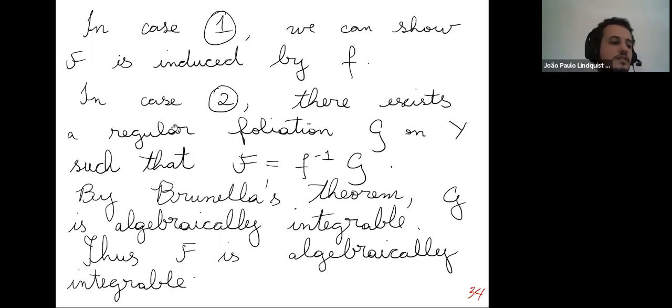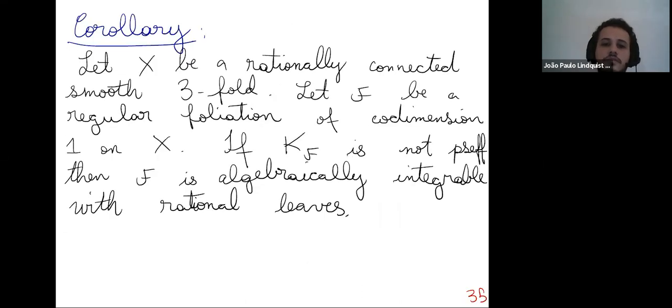We can show this by a local calculation in local coordinates. So on surfaces, we know Touzet's conjecture is true, so G is algebraically integrable with rational leaves. This implies then that F is algebraically integrable with rational leaves. So the corollary of this is that if we end up with a Mori fiber space, in other words, if the canonical bundle is not pseudo-effective, then the original foliation F is algebraically integrable with rational leaves.